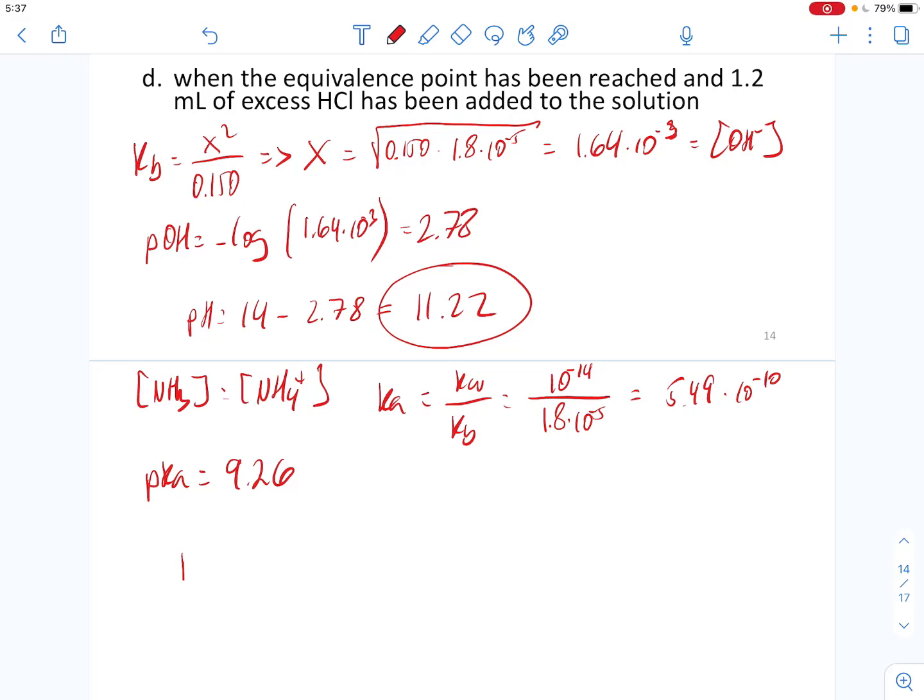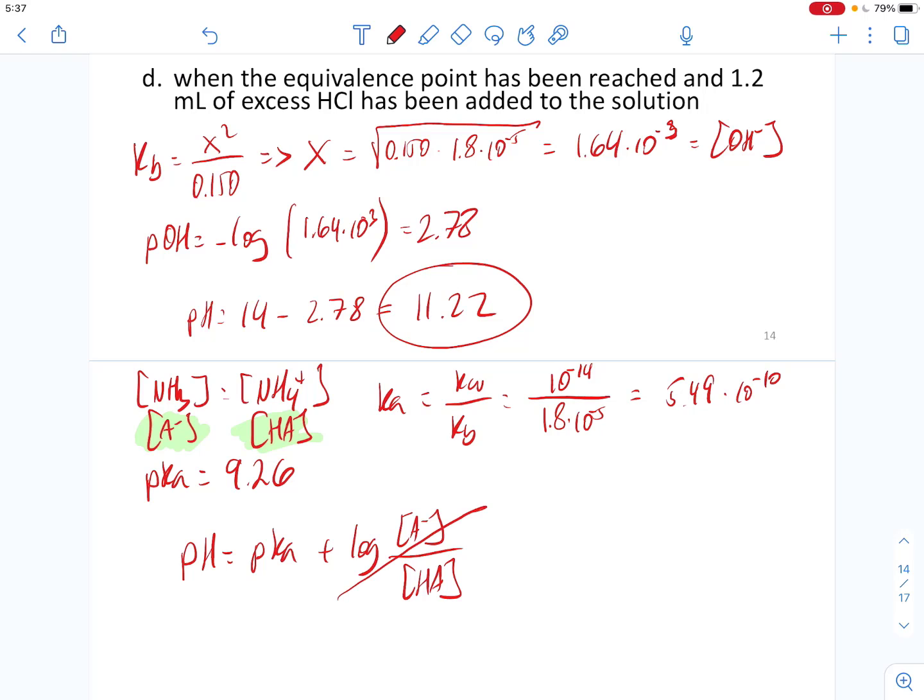And why do I do that? Because now pH is equal to pKa plus logarithm of A minus over HA. This is A minus, and this is HA, just in case. But because the concentrations are equal, this whole term is 0, which means the pH is equal to 9.26. Okay, pH equals pKa, 9.26.